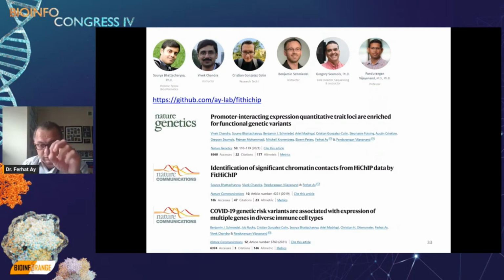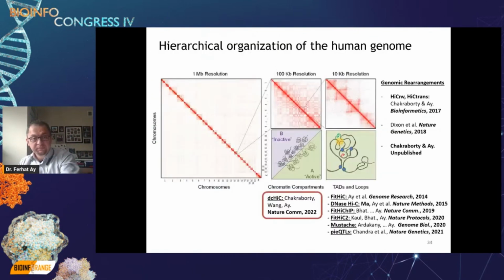We were able to use these looping maps and identify the gene targets of such genetic variants, which gave us some ideas as to what are the actual genes, rather than the regions, that are important in immune cells for differences in COVID severity. So that, I guess, is what we can call part one of my presentation.